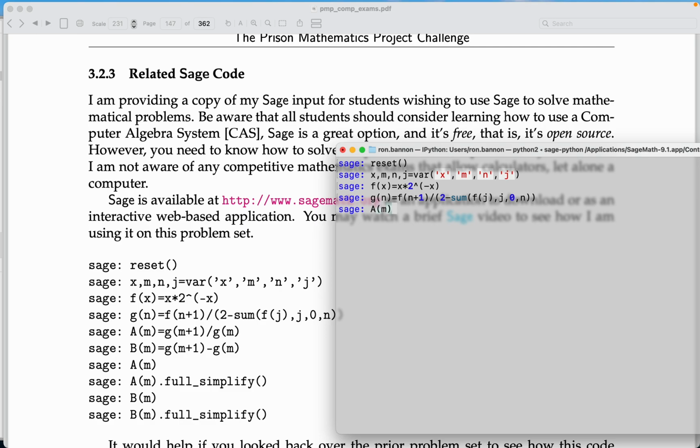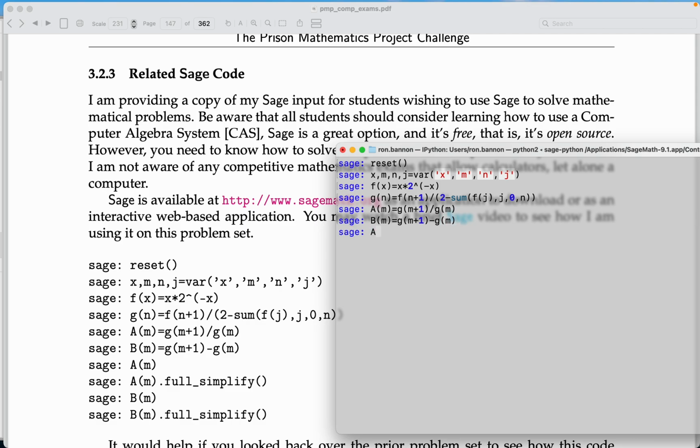A m, by the way, uppercase A is different than lowercase a, equals g m plus 1 divided by g m. G of m, I mean. Now, it worked okay. b m, we'll go back over the notes, look at this later, is equal to g m plus 1 minus g of m.